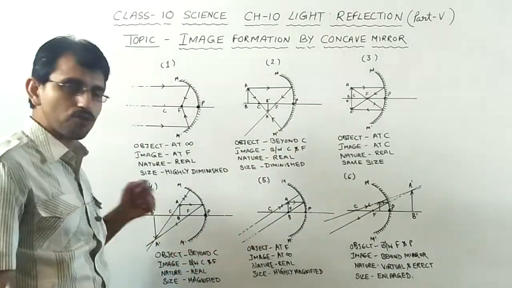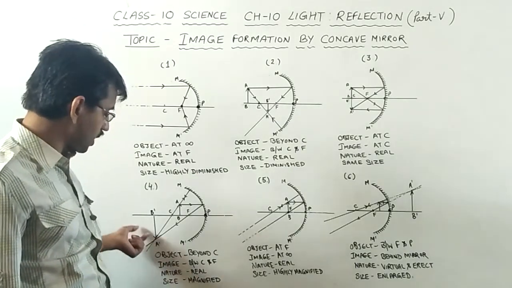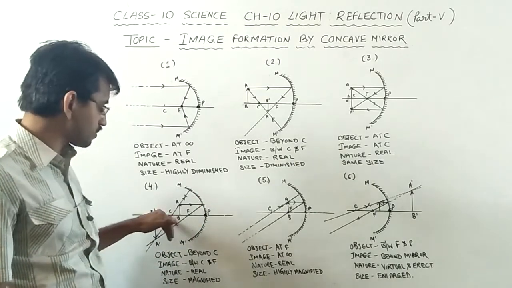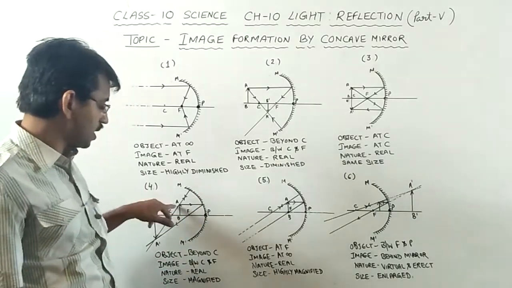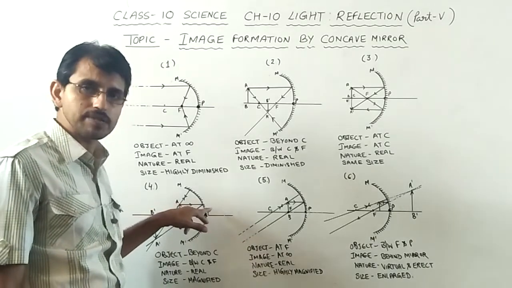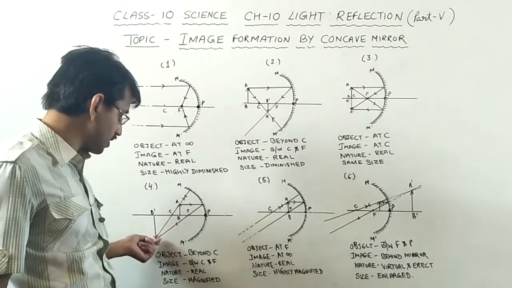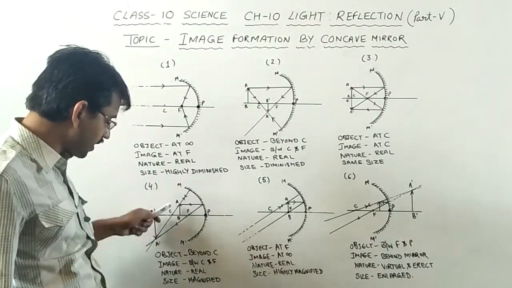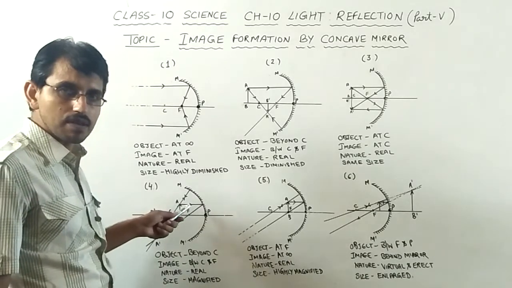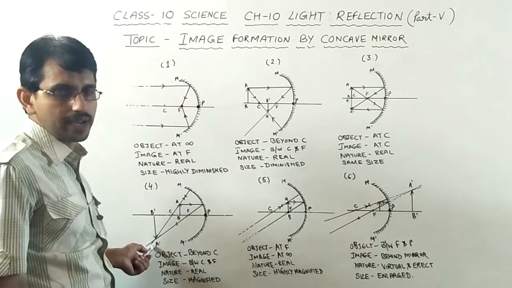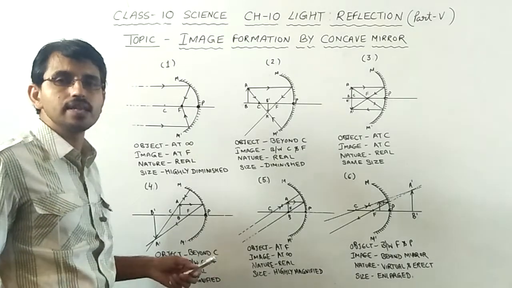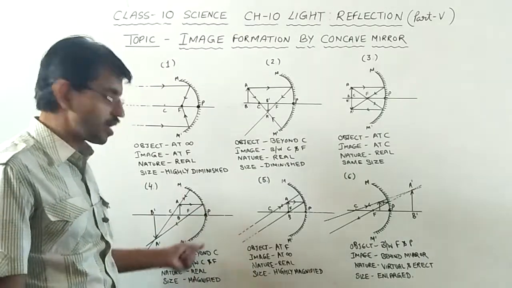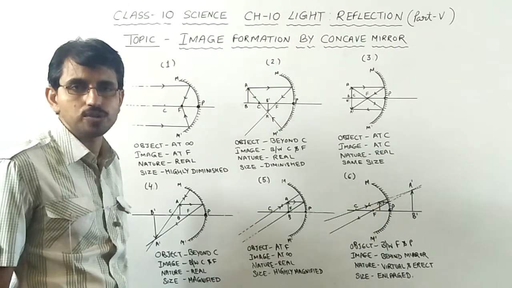Now how to draw the diagram for the fourth case? In the fourth case we have placed the object in between the center of curvature and focus. Here you can see the first light ray is going parallel to the principal axis as usual, and after reflection passes through the focus. The second light ray is passing through the center of curvature and it has retraced its path. Both the light rays intersect or meet at A dash, where you will get A dash B dash, the real, inverted and magnified image of the object. So thus a concave mirror can also produce a magnified real image of the object in front of it.